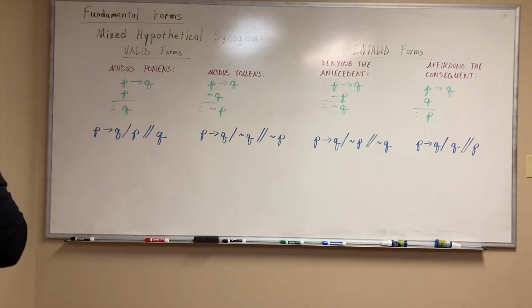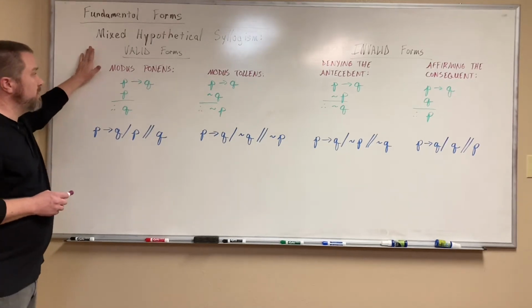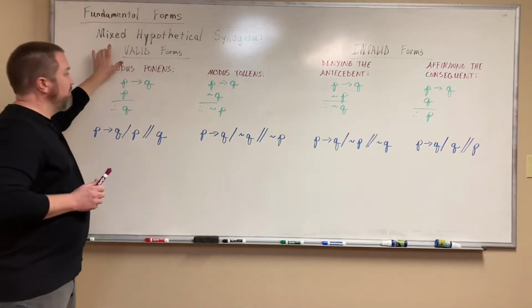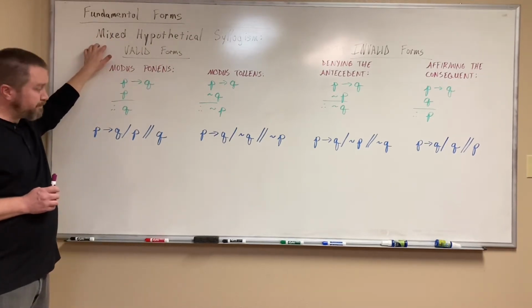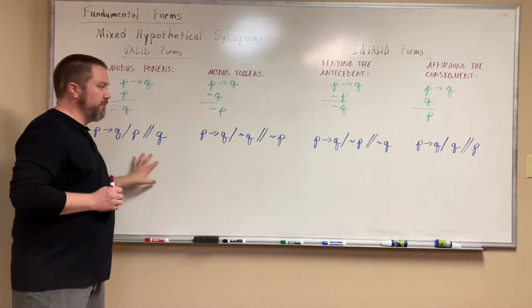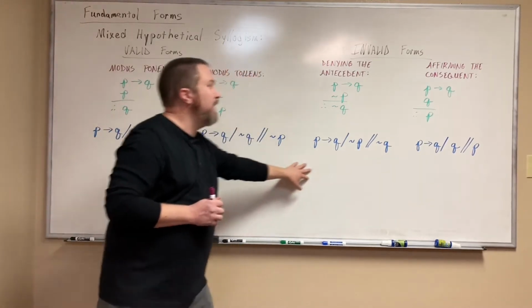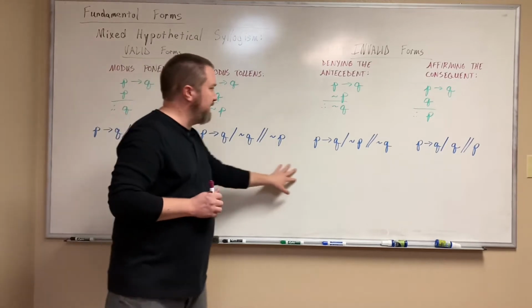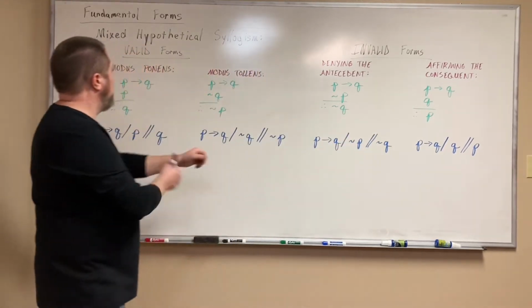Last video going through indirect truth tables for the fundamental forms. So again, we've laid out the valid forms and invalid forms for mixed hypothetical syllogism. Now I'm just going to go through a quick indirect truth table for each one, showing why and proving that they are either valid or invalid in each case.